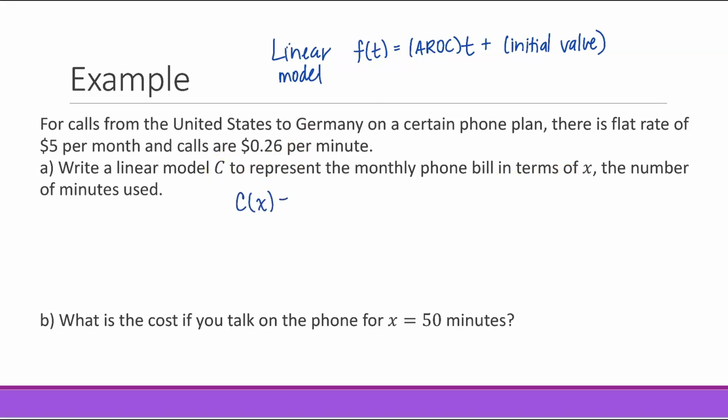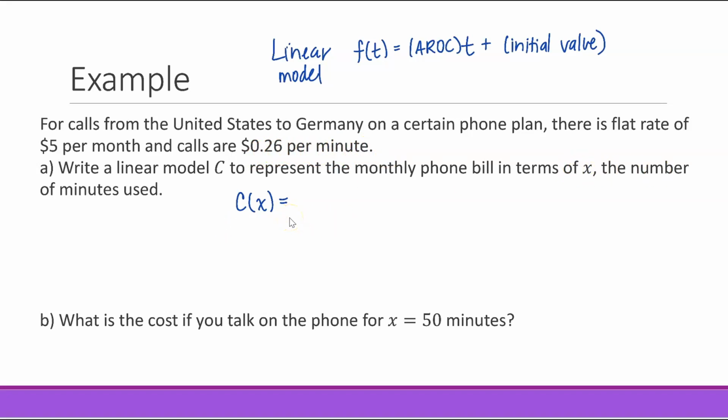So c of x is going to be, let's think about what our average rate of change is versus our initial value. In this initial statement that we're given, there's a flat rate of $5 per month, and then calls are 26 cents per minute. So the initial value that you're going to be charged, no matter what, is this flat rate of $5. So that's going to be your initial value. You're going to get charged that no matter how many minutes you're on the phone. But then you're going to get charged 26 cents per each minute. And x is the number of minutes.